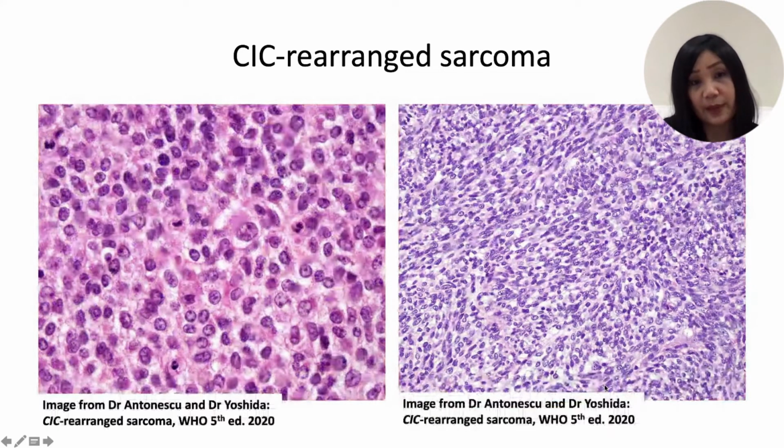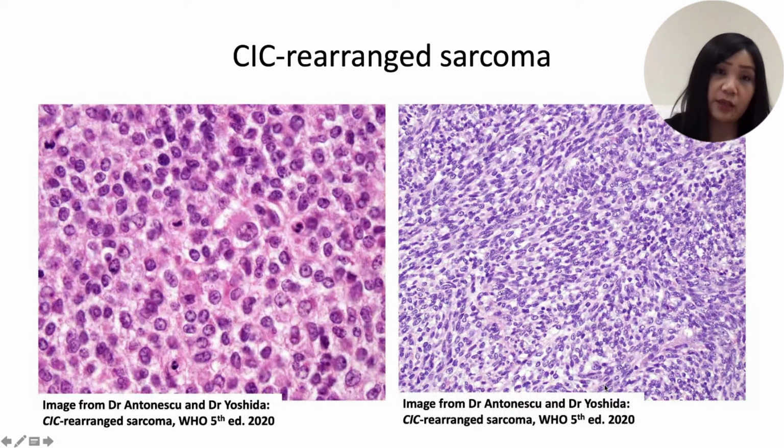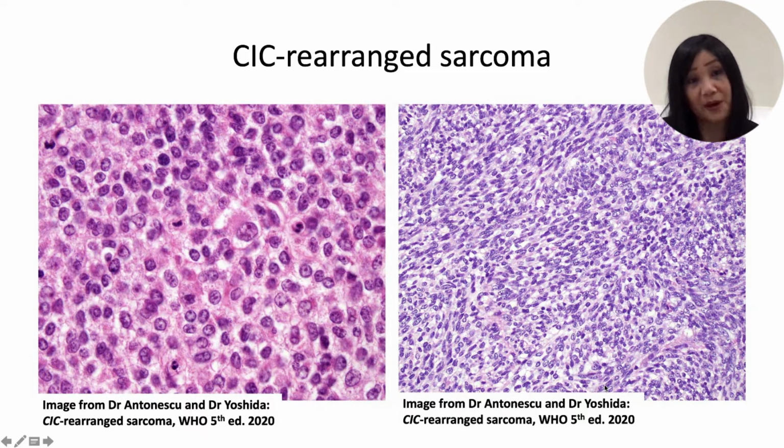The morphologic spectrum is heterogeneous, so we can see images from the WHO chapter by Dr. Antonescu and Dr. Yoshida. On the left, we can see CIC manifesting as a small round cell tumor, but again, the cells have a little bit of atypia, at least focally. There is not the monotonous and even distribution of typical Ewing sarcoma, and there is more of a stromal component. On the right, we can see frank spindling. And again, let's remember that these tumors show at least focal epithelioid morphology or spindling.